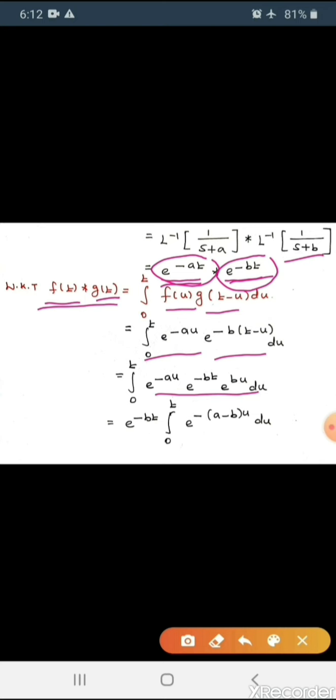So here the variable is only u, the remaining terms we can keep as constants and take outside. Here this e power minus bt term does not have any u term, so we can take it outside. Remaining is integral 0 to t e power minus au into e power bu. You can combine the two terms. If you take the minus sign outside, remaining will be a minus b into u du.